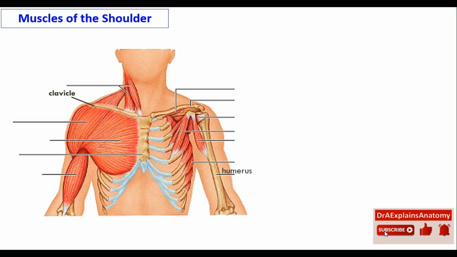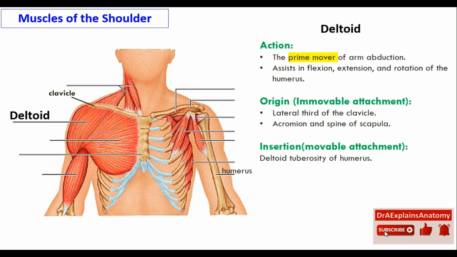Welcome back. In this video, we will go over the origin, insertion, and action of some of the shoulder, arm, and forearm muscles. Starting with the deltoid muscle, it is the prime mover of arm abduction. When you pull the arm away from the midline of the body, this is abduction. It also assists in flexion, extension, and rotation of the humerus, which is the bone in the arm.